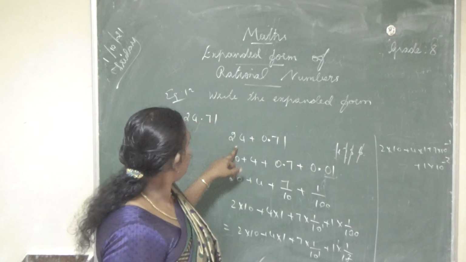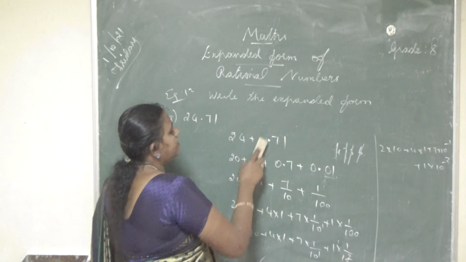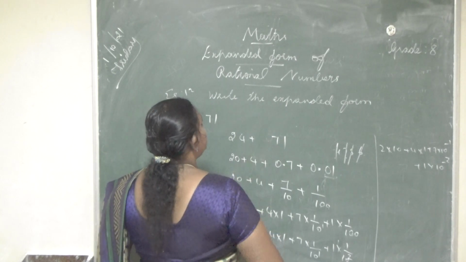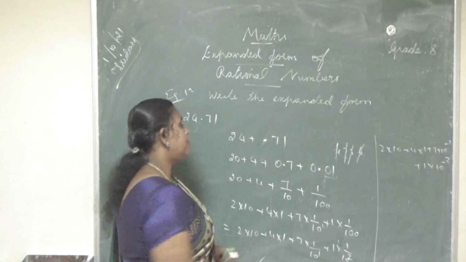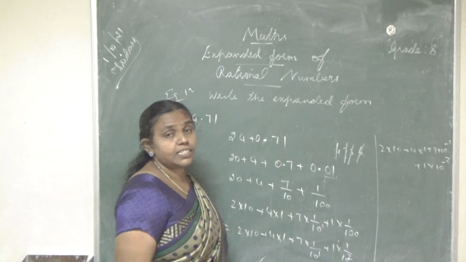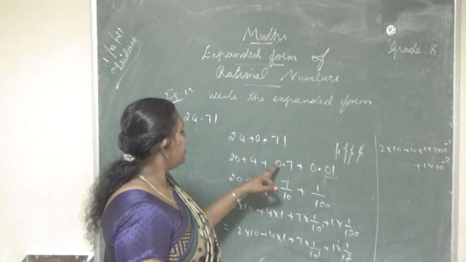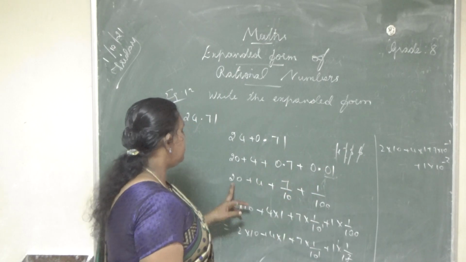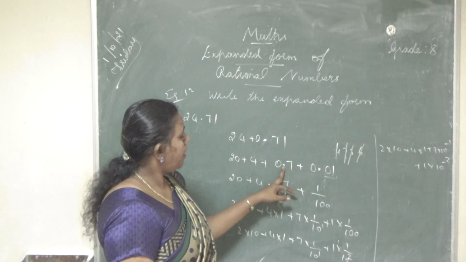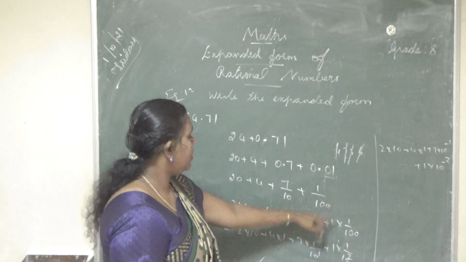24 plus 0.71. If zero is confusing, you just write 0.7, 24 plus 0.7. Don't read it as "0 point". Next, 20 plus 4 plus 0.7 plus 0.01. I have separated everything. Then 20 plus 4, 7 by, I removed the point, 7 by 10. After the point only 1 zero is there.